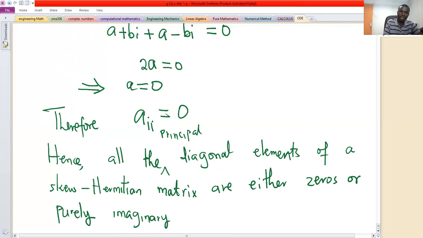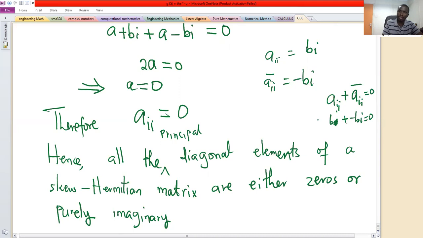They are purely imaginary because when you say a_11, a_ii is given by, say, bi, then the conjugate of a_ii would be negative bi, so that when you add the two, because the condition is that a_ii plus a_ii conjugate must always give us 0, we have bi plus minus bi gives us 0. So that one works. And also when the real part is 0, from what you have solved here, that equation is satisfied. So that's why I'm saying it's either zeros or purely imaginary.